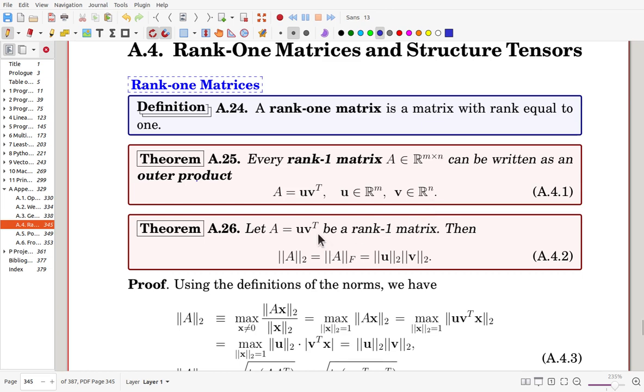For such rank 1 matrices, we have this norm estimation. The matrix 2 norm is the same as the matrix Frobenius norm, and that is also the same as the product of the two norms of U and V. We can prove it quite easily.